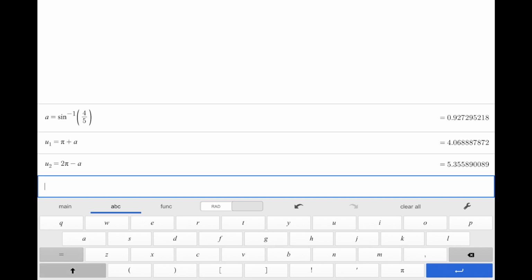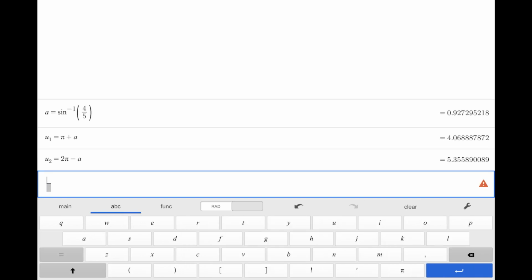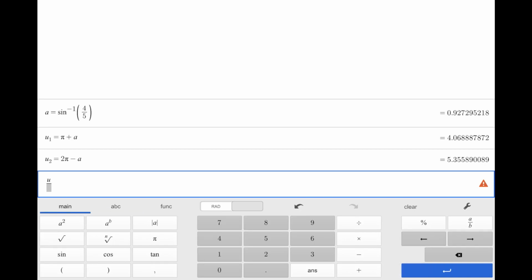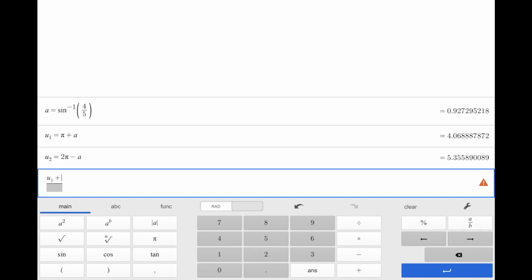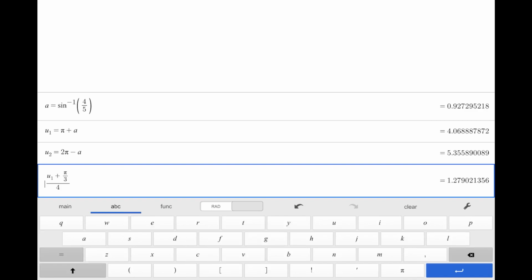So I can say that my answer right here is going to be u1 plus pi over 3 all over 4. So my first answer here is going to be approximately 1.28. Here I'm actually going to store this as x1. Okay, so x1 is approximately 1.28.